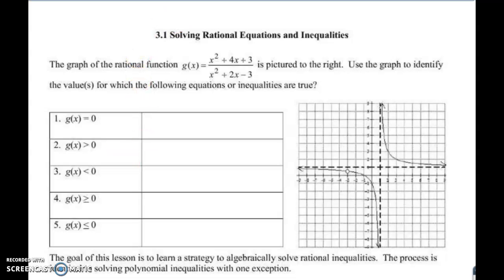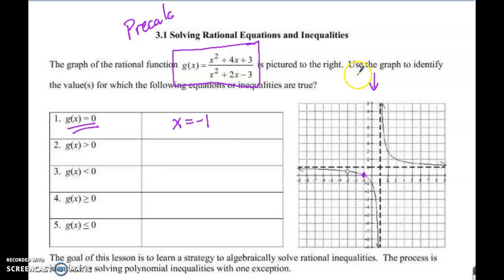Welcome back, Pre-Calc. We're going to be working on Chapter 3 now, which is all about rational functions. And what we have, as you can see, g of x is defined and it's pictured right here. We can just look at the graph right now and identify some things, for instance, where g of x is equal to 0. As a reminder, those are where we have x-intercepts. So we're looking at x equals -1.